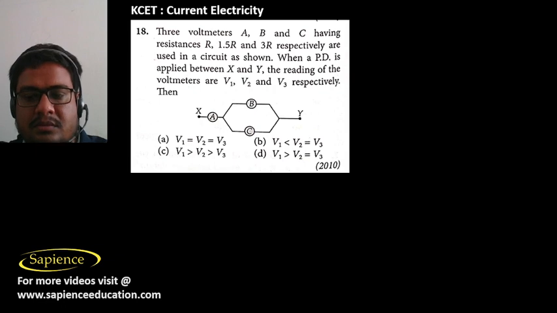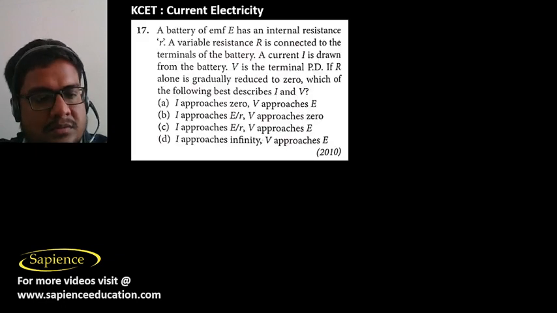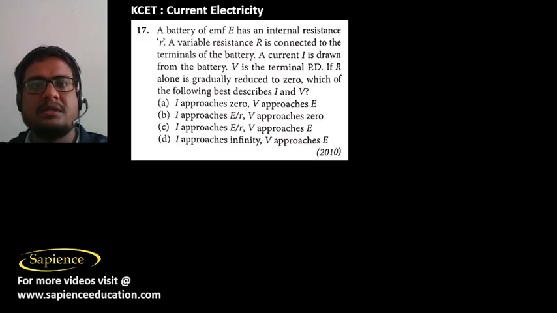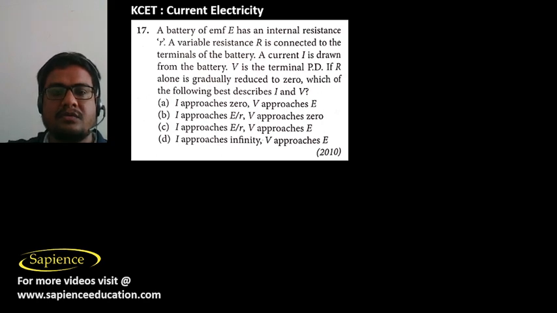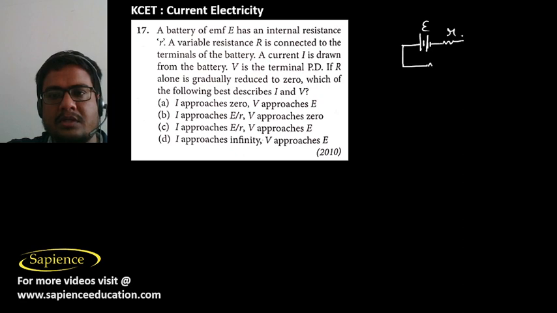So in question number 17, it's told that a battery is there which is having EMF E and internal resistance R. A variable resistance capital R is connected to the terminals of the battery. So this is the R resistance. A current I is drawn from the battery. V is the terminal potential difference.